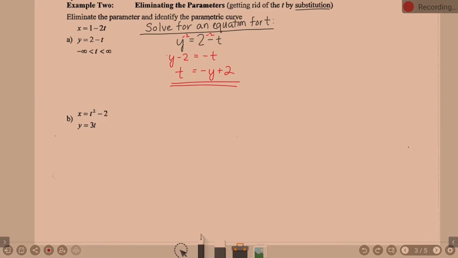We picked one of our equations. We picked the y equation because it was easier, right? We solved it for t. And then, what was part two of this? Plug in the expression. Take whichever equation you solved for t and plug it into the other equation. So what I had written up here, and I'll rewrite it now, was substitute into other equation. And I'm just going to say other equation because it's not always going to be the same.